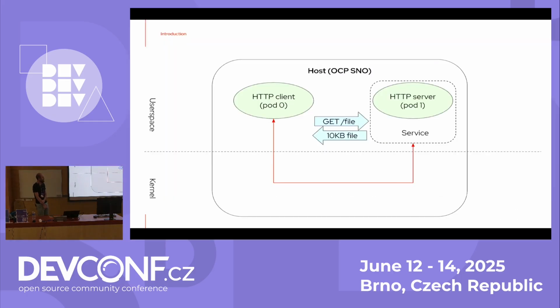So that will be our setup for today. We have an OpenShift single node cluster, and on it we'll have two pods. One will be an HTTP client. The other one will be an HTTP server behind a service. And the idea is to make an HTTP request and get back a file of 10 kilobytes. So it's a pretty simple example, but it should look like things you could have in production, where you have pods behind services and other pods making connections.